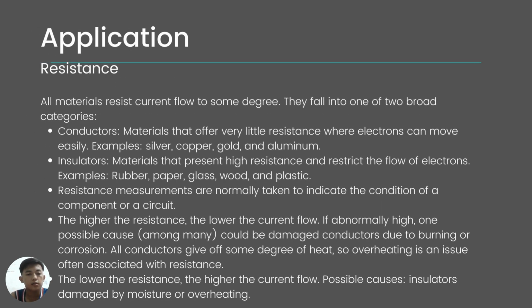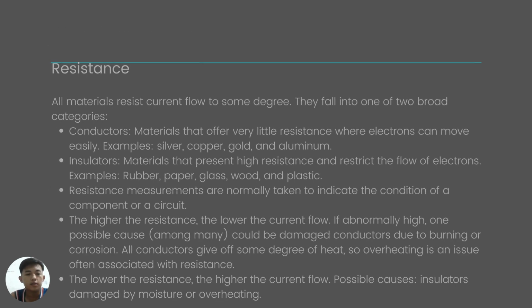And on resistance, conductor materials offer very little resistance where electrons can move easily, examples: silver, copper, gold, and aluminum. And another example of resistance is insulators. Examples of it are rubber, paper, glass, wood, and plastic.